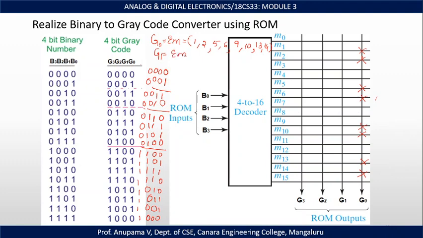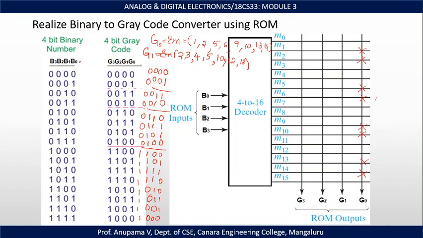G1 is equal to summation m of 2, 3, 4, 5, 10, 11, 12, 13. These are set to 1 in the G1 entry.